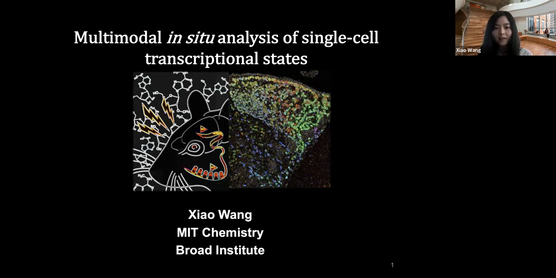I just want to briefly explain why my title is different from the initial version. Initially I was trying to talk about how we can translate spatial atlases to tissue function, but then I realized we're still multiple steps away from achieving that goal. So I'm stepping back a little bit, just talking about a really exciting development we have in the lab, how we can enable multimodal in situ analysis of single cell transcriptional states.